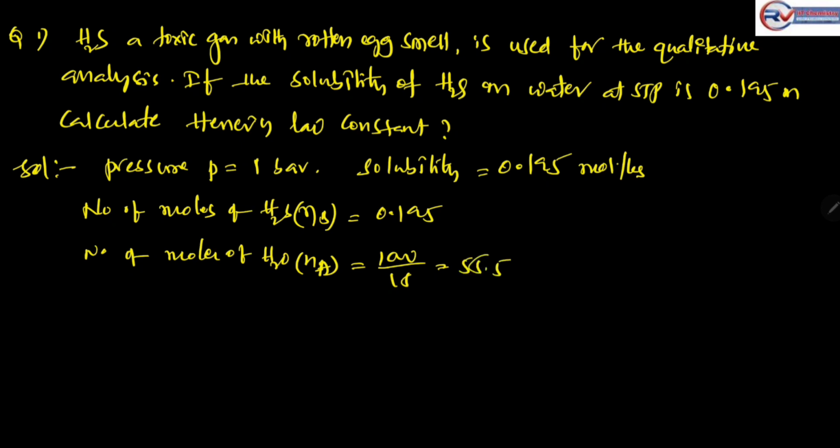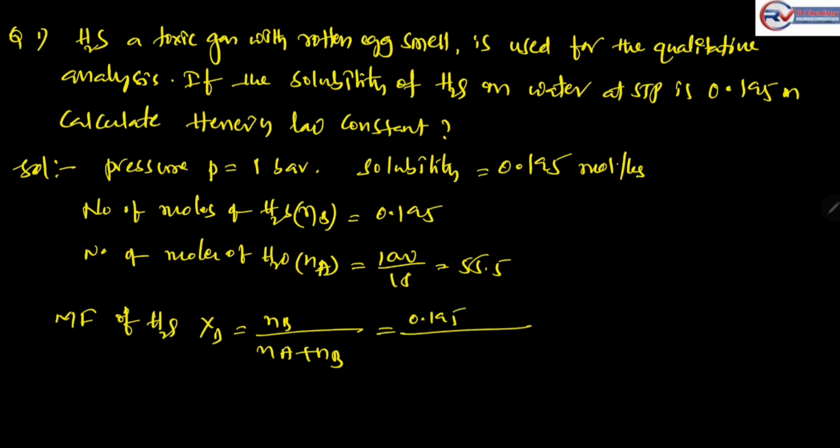Let's calculate the mole fraction of hydrogen sulfide. Chi B equals the number of moles of one component upon the total number of all components. nB is 0.195 and nA is 55.5 plus nB equals 0.195. The value is 3.5 into 10 power minus 3. It is the mole fraction of hydrogen sulfide.